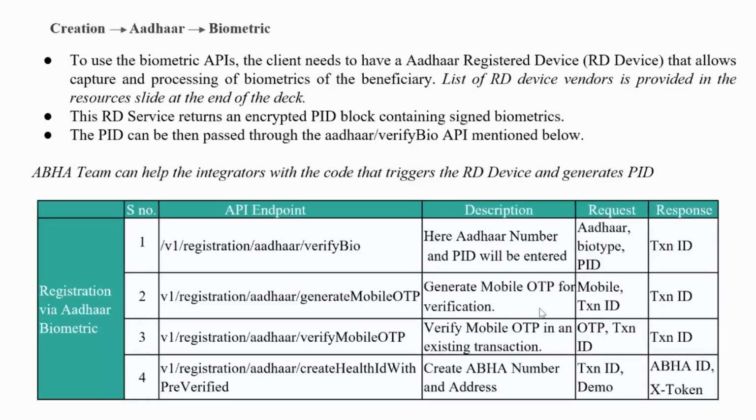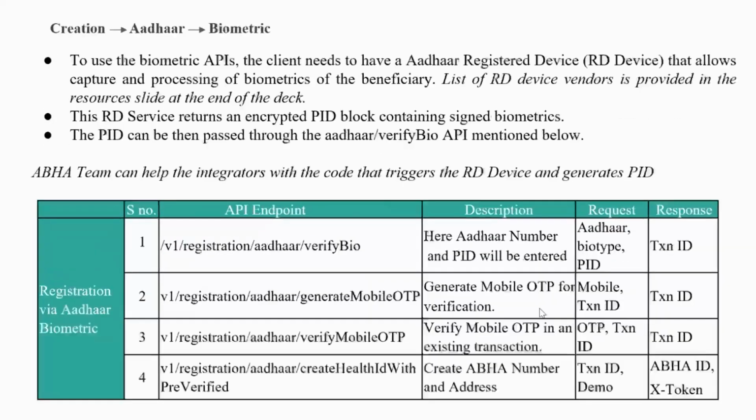You can pass it on to the generate mobile OTP. You can even use check and generate mobile OTP. The same step would be followed. If it is the same mobile number, then it will pass on to the create health ID with pre-verified. If not, then it will provide you the OTP. You can use that API.